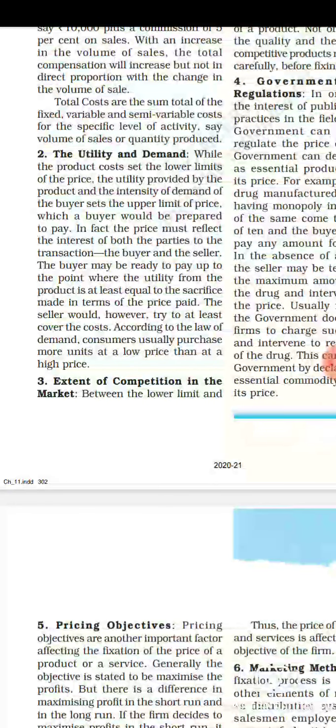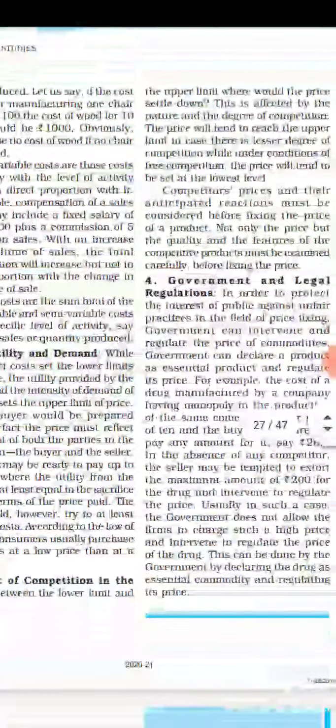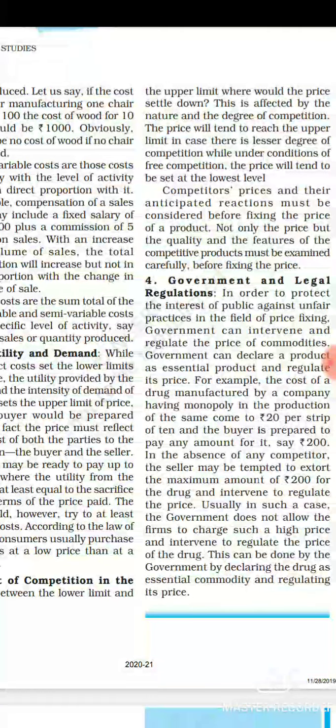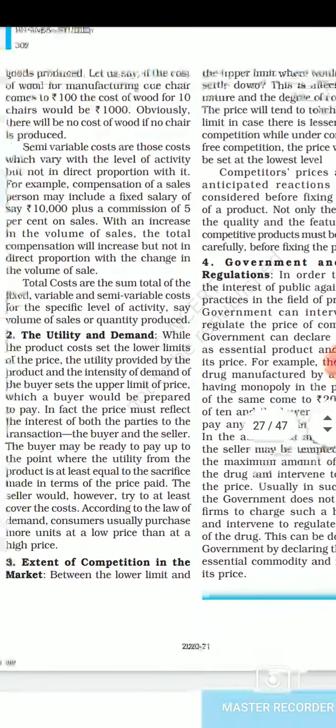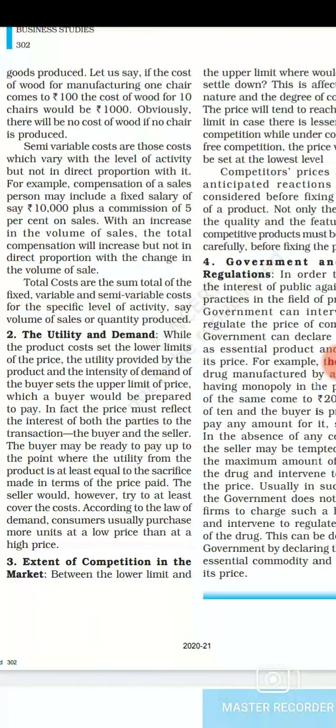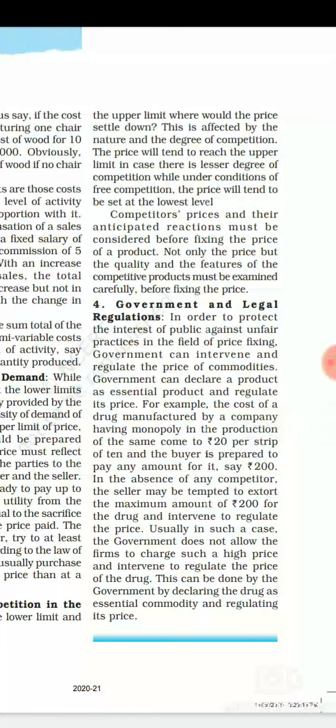Now extent of competition in the market is also one of the very important factors which affect the price of any product. Now this basically says what is the condition of market competitors, right? What kind of market is there, how many competitors are there in the market. Now between the lower limit and the upper limit, where would the price settle down? Now this is basically going to be affected by the nature and the degree of competition.